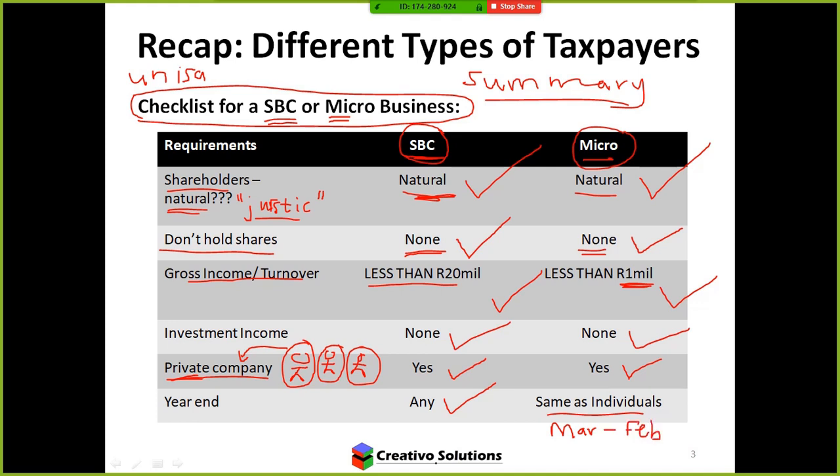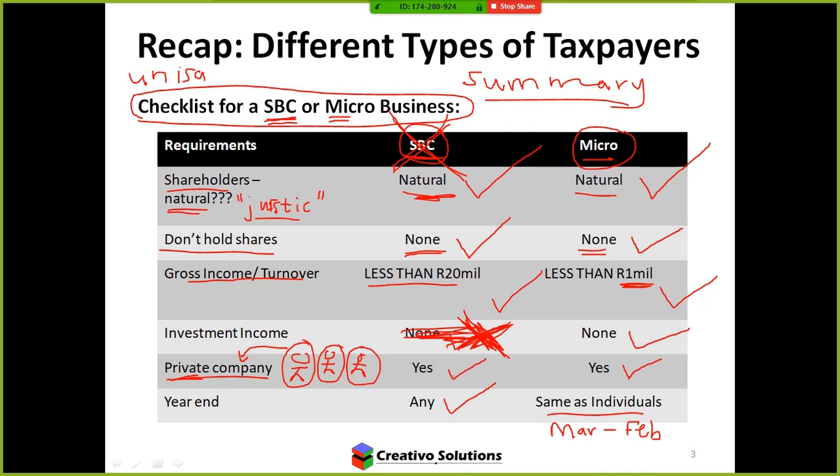And you have to go through the checklist. If you don't meet one of the requirements, let's assume there is no retirement, let's assume there is investment income, if you cross that one, so in other words, you don't meet that requirement, then you cannot be considered an SBC.